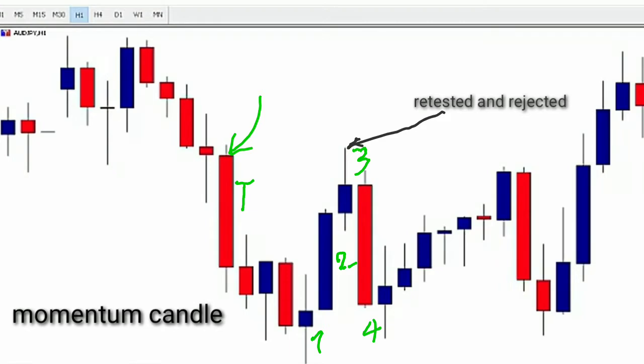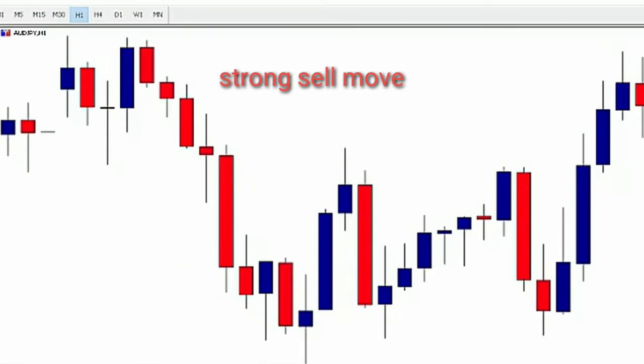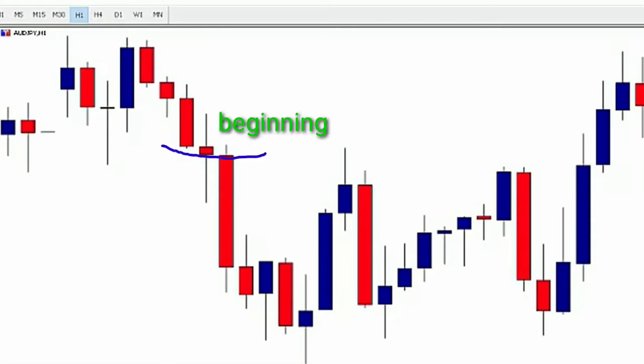Momentum candles. A momentum candle is a candlestick that produces a strong sell or a buy move. These moves are usually long and sustained. Market will usually reverse when they come in contact with areas that produce strong sell or buy moves or contain a momentum candle. Markets will usually reverse when they come back or retest the beginning of such moves.